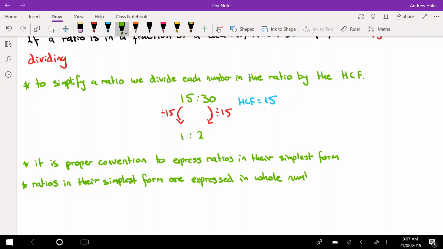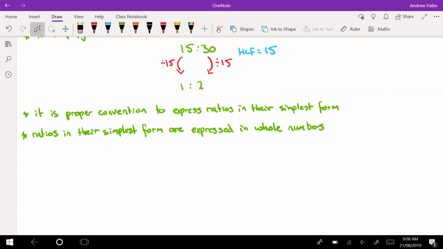Whole numbers. Okay, so we don't want ratios in fractions or decimals. We want them as whole numbers. So for example, if I would have a ratio now, let's say 2 to 1/3. Well, you don't want it as a fraction, you want it as a whole number.